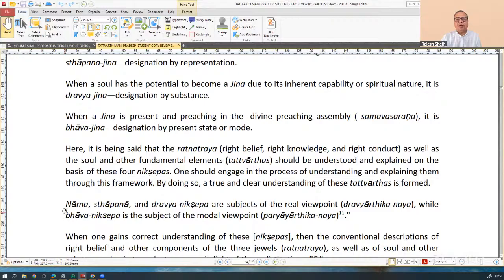Nam, Sthapna, Dravya nikshep are subjects of the real viewpoint, dravyarthik nay. So, dravyarthik nay is also called substance viewpoint. Okay. While Bhav nikshep is the subject of the modal viewpoint or mode viewpoint, paryarthik nay. Okay. So, when one gains correct understanding of these niksheps, then the conventional description of right belief and other components of the three jewels, as well as the soul and other elements, begin to make true sense in light of these distinctions.